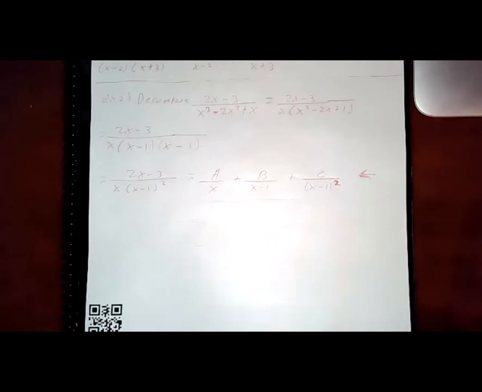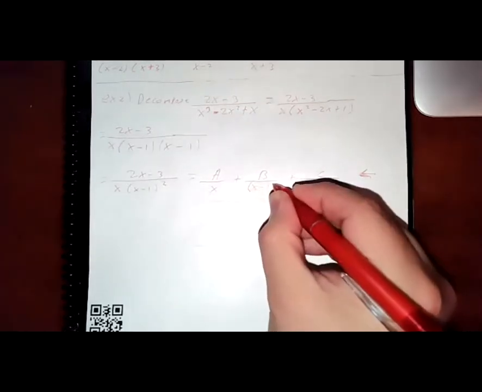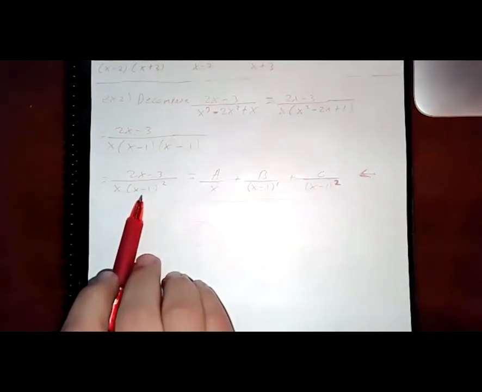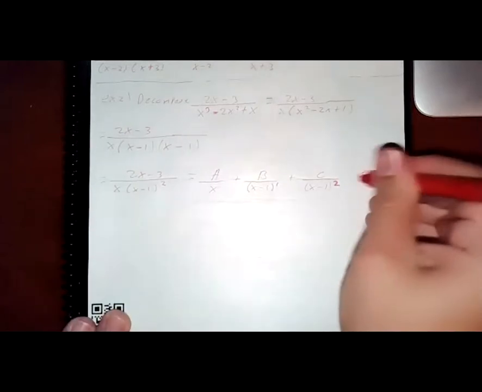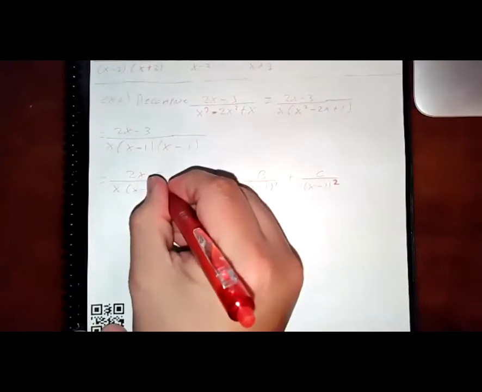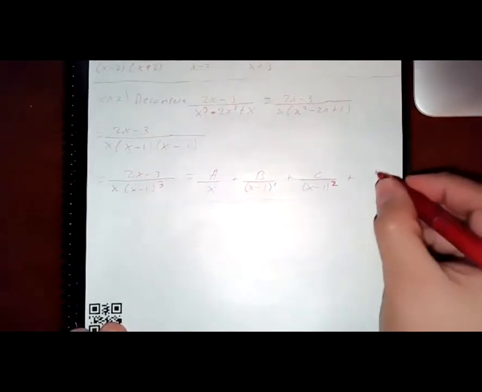The bottom part, yes. How come B is like X minus 1 and C is the squared? So that's the rule. You see how this is a repeated factor? If this was a 3, let's change the problem for fun, I'll erase it in a minute. If this was a 3, then you would have to go 1, 2, 3.